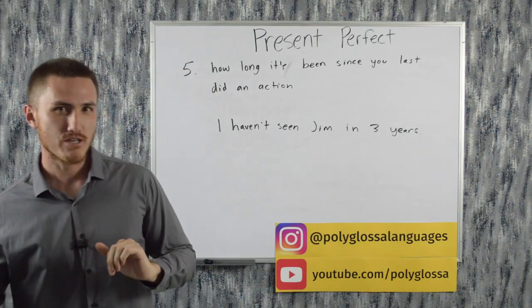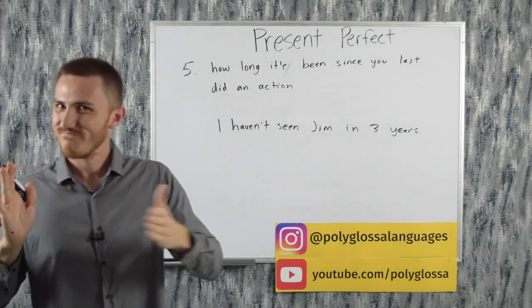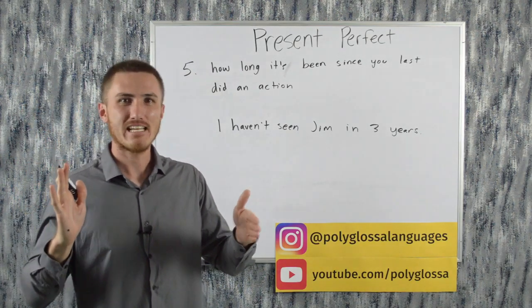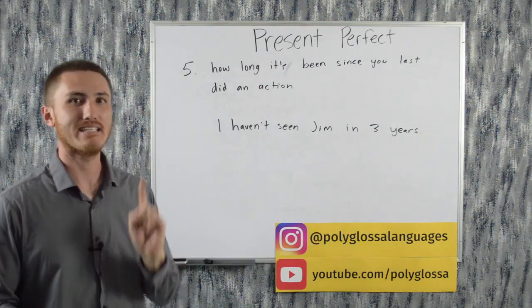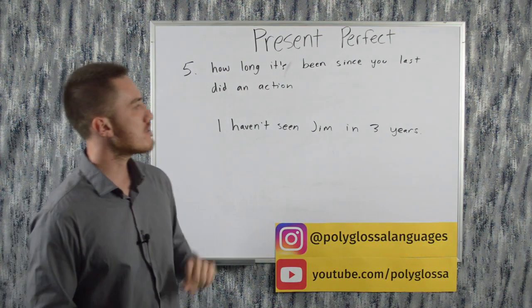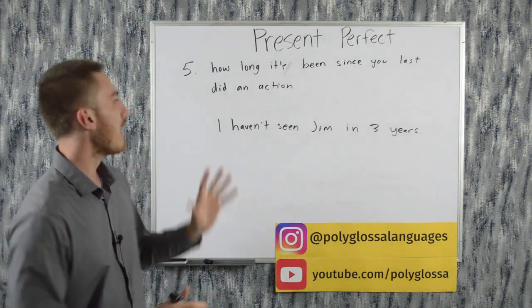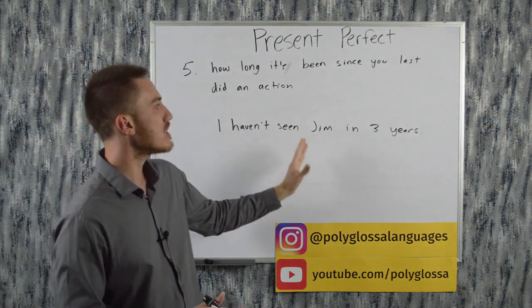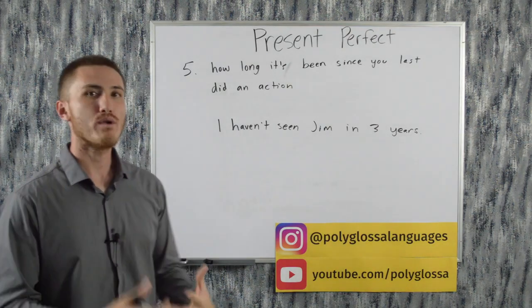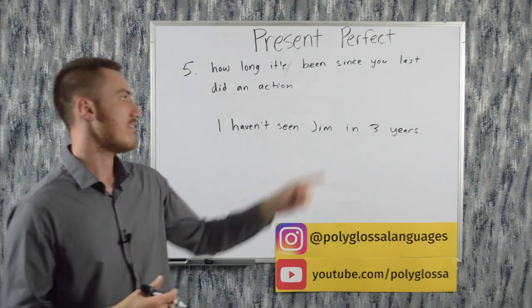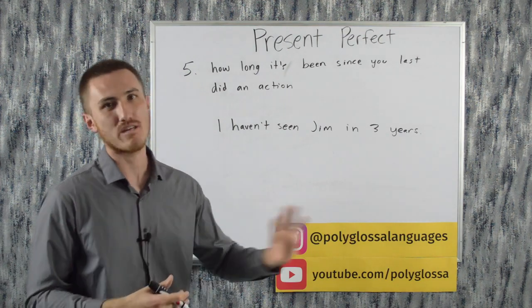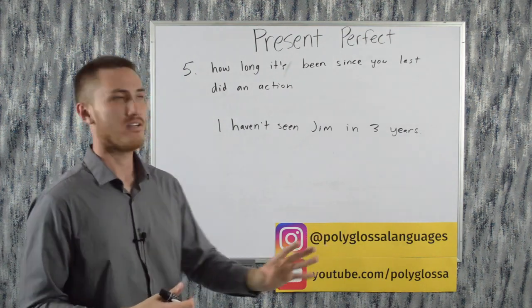So I saw him 3 years ago, and since then, I haven't seen him, right? Even until today, I haven't seen him. The last time I did that action was 3 years ago. So I would say I haven't seen Jim in 3 years. We would use the negative, right? I haven't seen him, and then the time period, in 3 years, in 5 weeks, right?